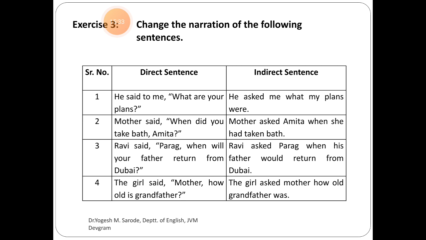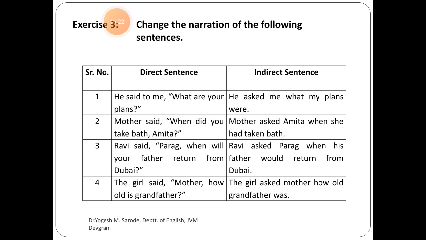See again, exercise 3. Change the narration of the following sentences. He said to me, "What are your plans?" He asked me what. Now, first make the sentence plain: "What are your plans?" becomes "what your plans are". And then change into past tense: "what my plans were", because "your" will change according to the listener. The listener is me, and that will come in place of the subject. So, he asked me what my plans were.